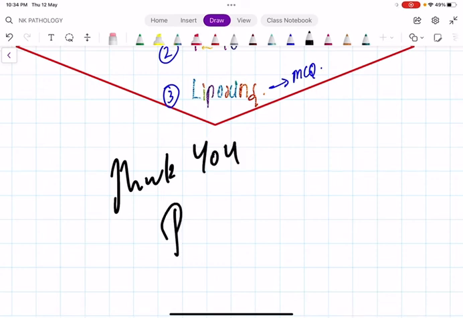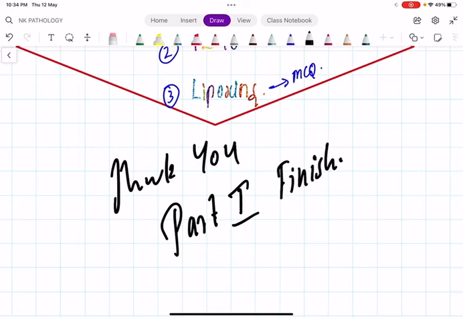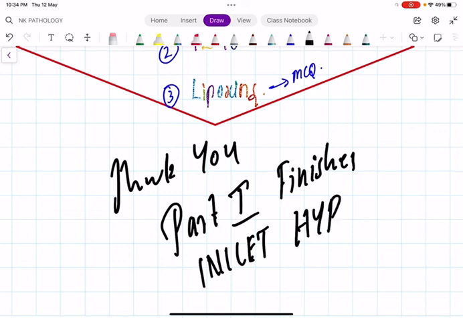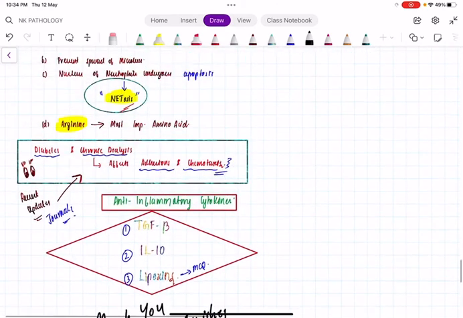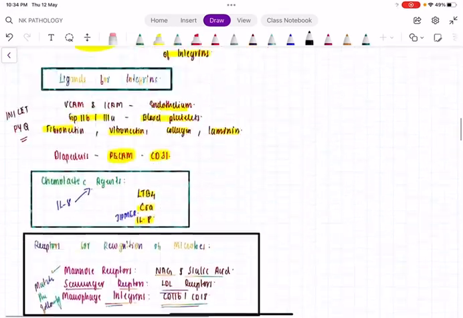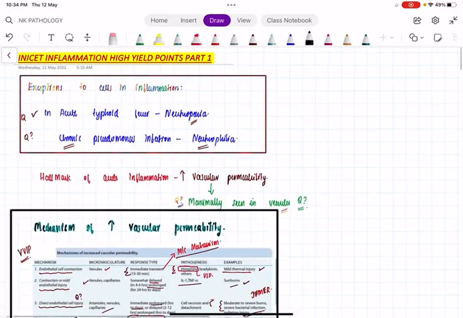So that finishes part 1, INICET high yield points of the chapter inflammation. So far we have covered this, and in the next session we will be discussing the rest of the things: granuloma, different types of granuloma once again, the different types of giant cells, and tissue repair. We will be discussing the high yield points. Thank you.